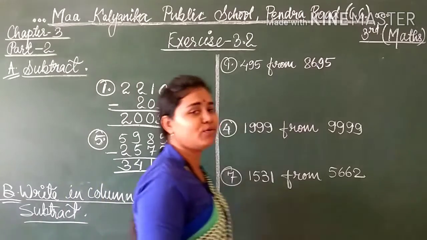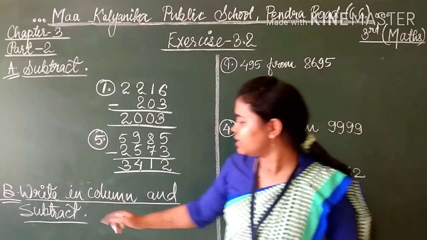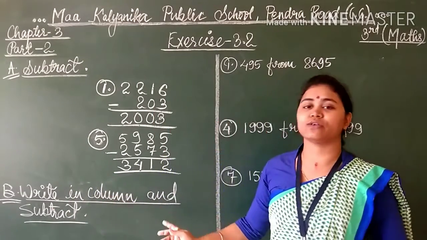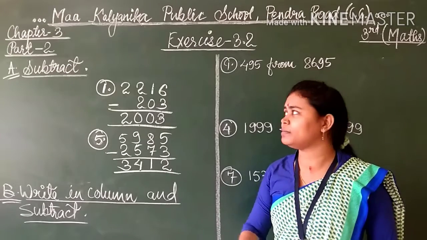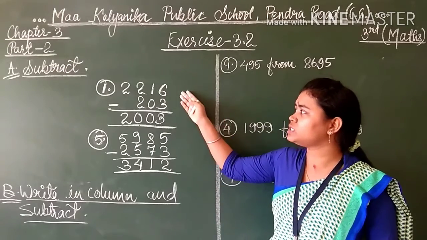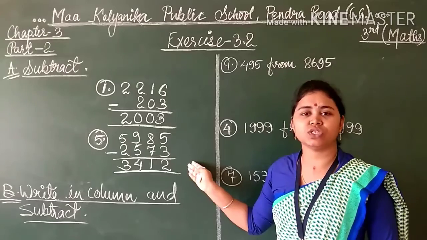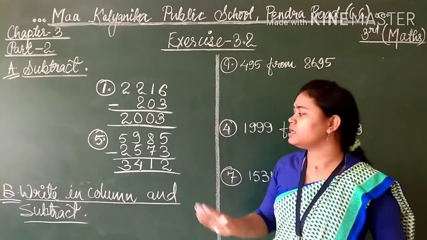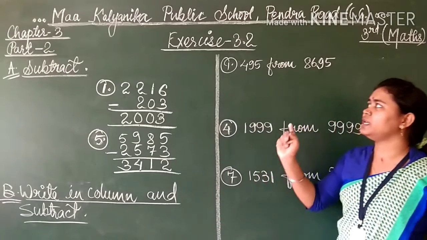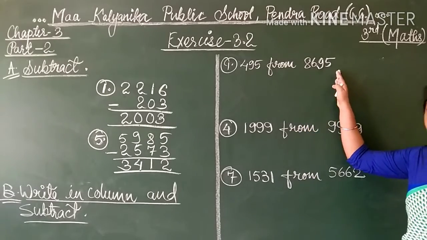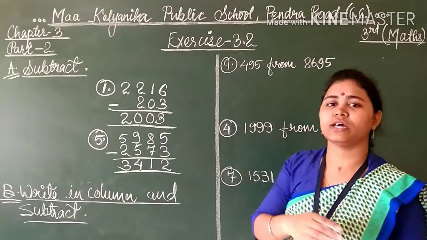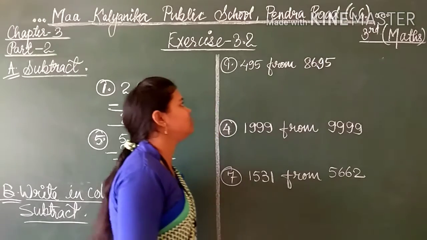So in this way you can understand the questions and solve the rest from your book. Yes students, now moving to question number B. Write in column and subtract. See students, in question number A already the questions are given in columns. But here in question number B, the question is given horizontally. Means you have to first arrange and then solve.